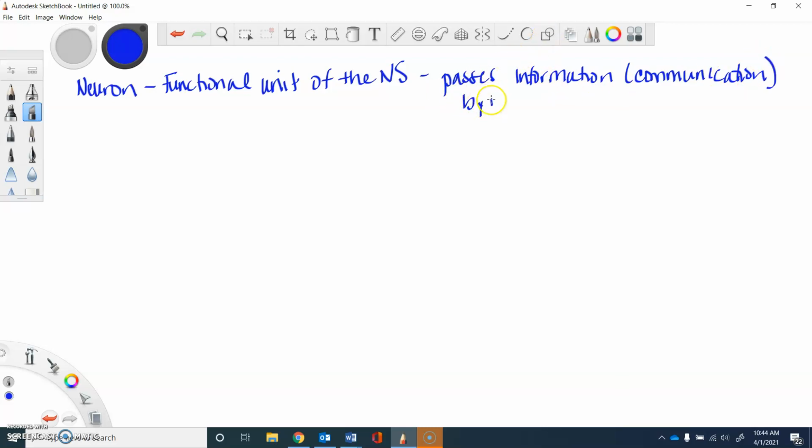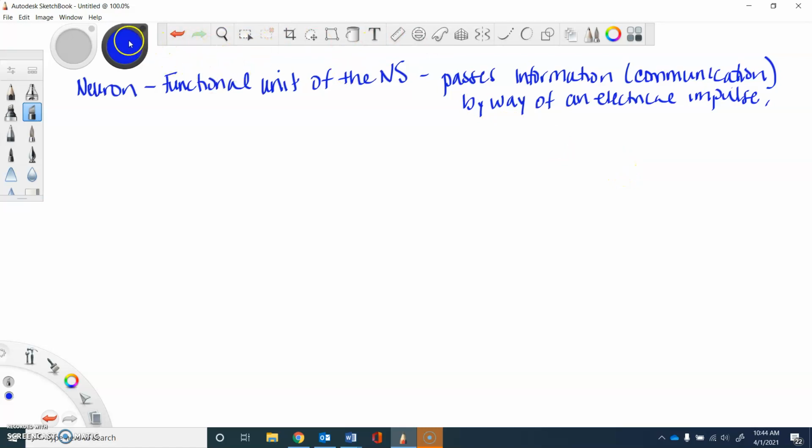by way of an electrical impulse. So the neuron is the workhorse of the nervous system.